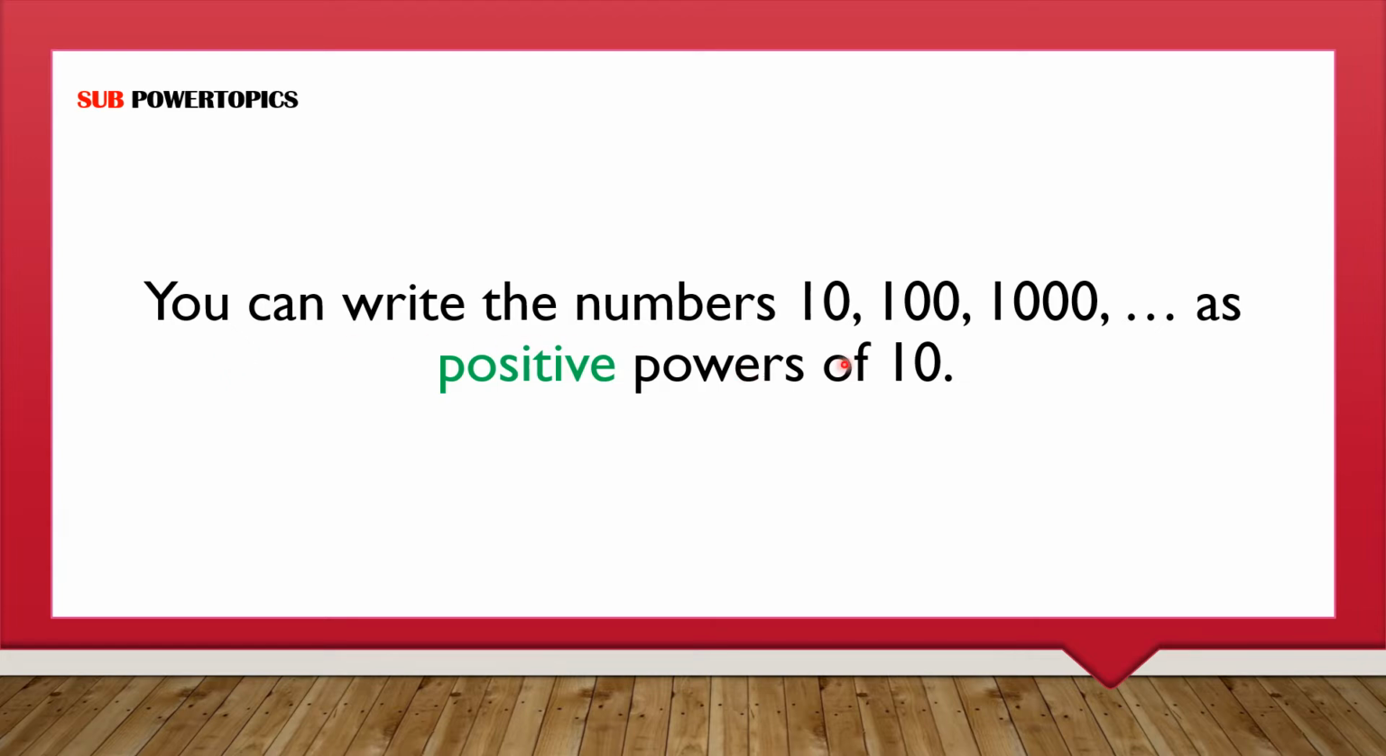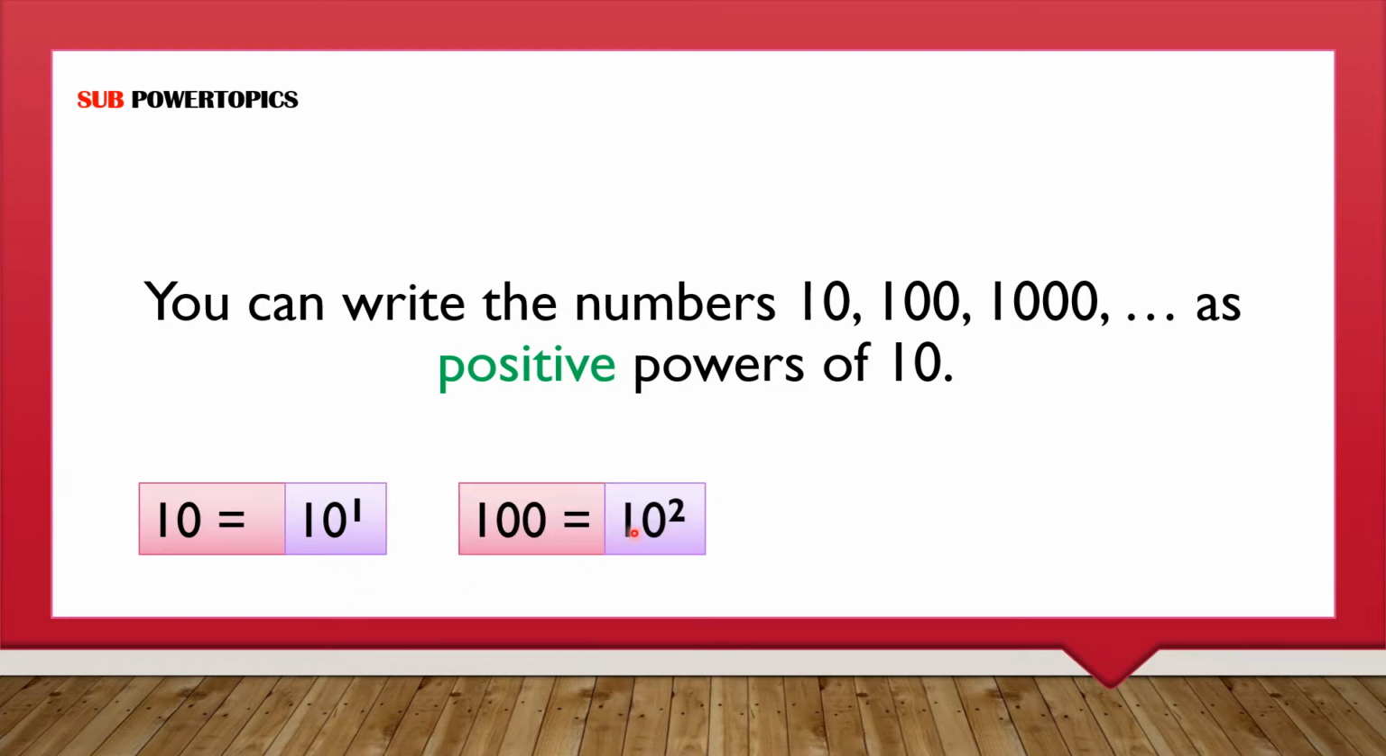You can write the numbers 10, 100, 1000 and so on as positive powers of 10. So you can write 10 as 10 to the power of 1, 100 as 10 to the power of 2, and 1000 as 10 to the power of 3.